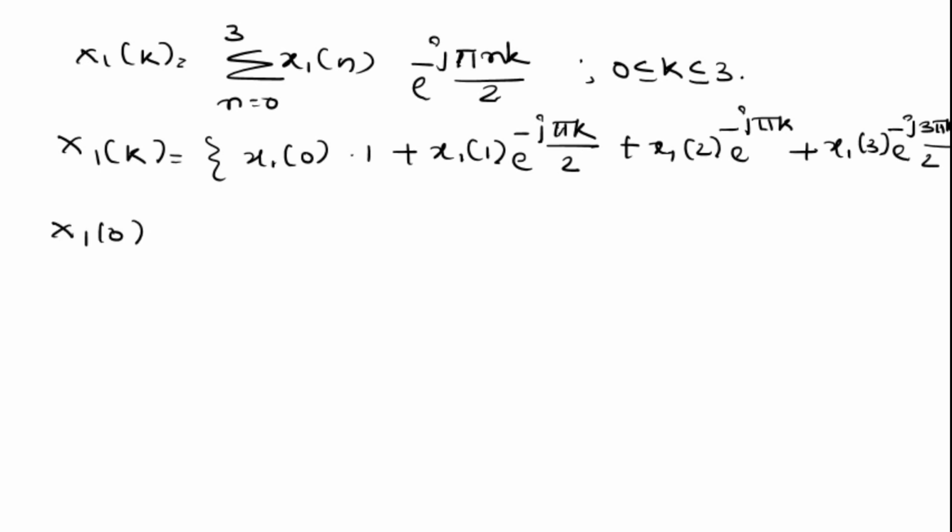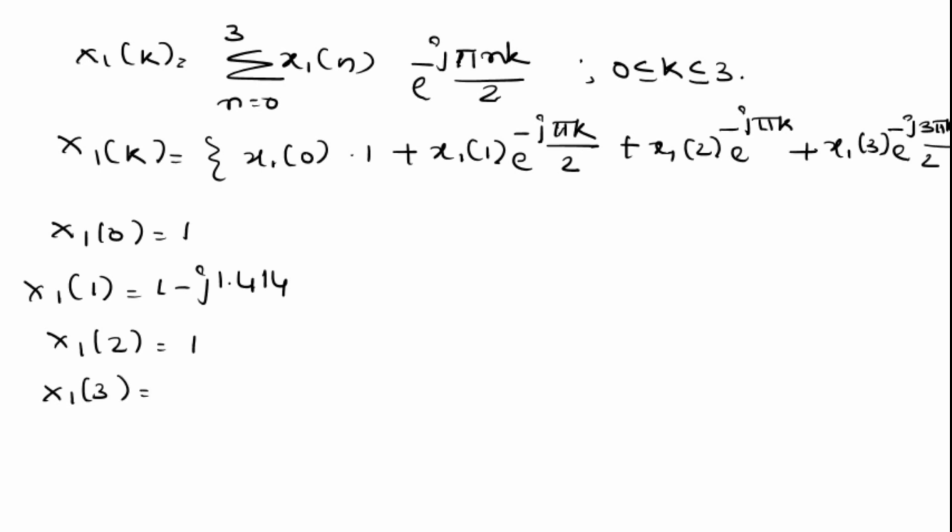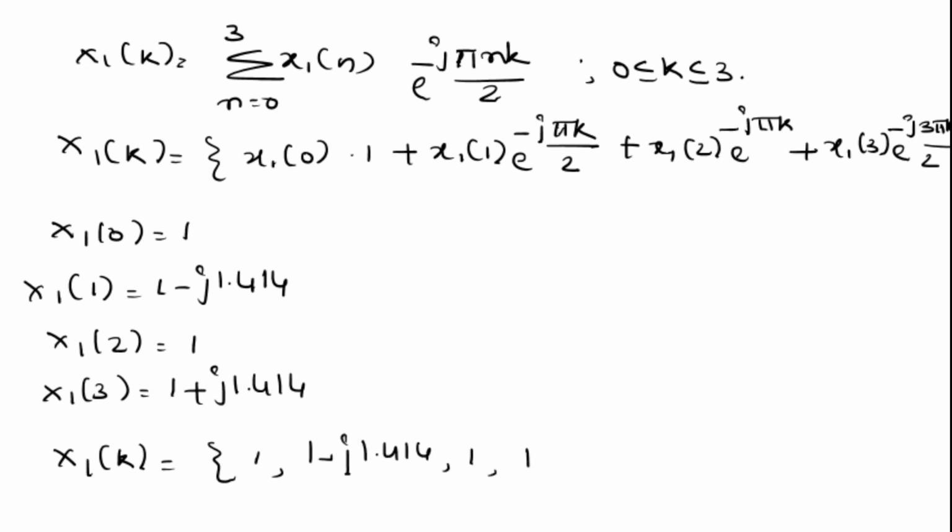Then x1 of 0 is equal to 1, x1 of 1 is equal to 1 minus j 1.414, x1 of 2 is equal to 1, x1 of 3 is equal to 1 plus j 1.414. Or we can write x1 of k is equal to 1, 1 minus j 1.414, 1, 1 plus j 1.414. This is x1 of k.